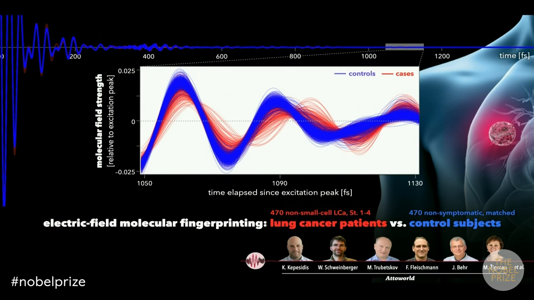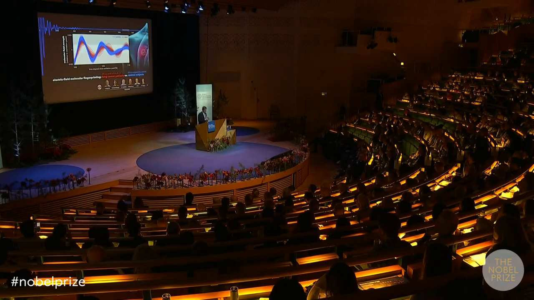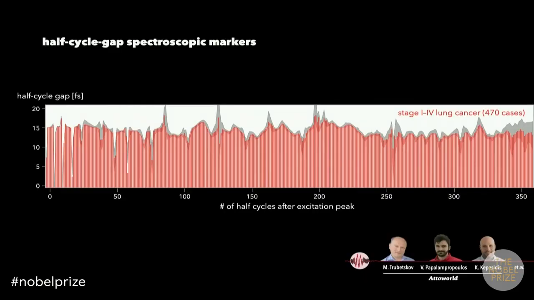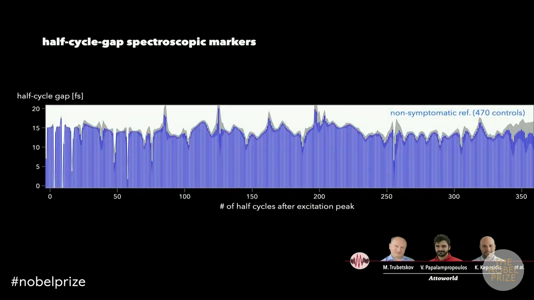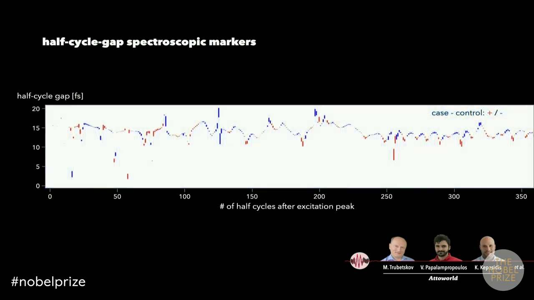We can now quantitatively analyze these differences in terms of the gaps between the adjacent zero crossings of the oscillatory signal, briefly half-cycle gaps. Here we show the mean and the standard deviation of the half-cycle gap, what I would call spectroscopic markers, more than 350 of them at this time, evaluated from the fingerprints of stage 1 to stage 4 lung cancer, from the fingerprints of the controls, and most importantly, the differences between the two cohorts. These cancer-induced changes in the half-cycle gaps range from tens of attoseconds to a couple of femtoseconds.